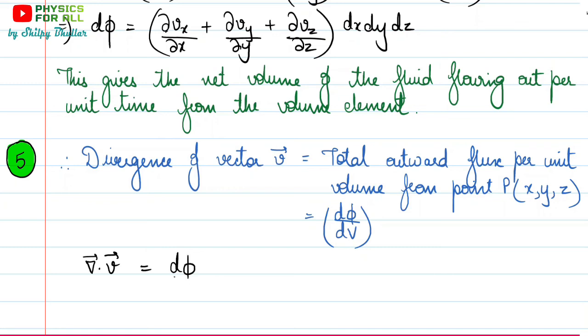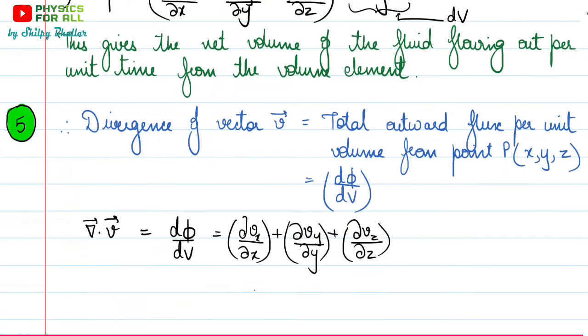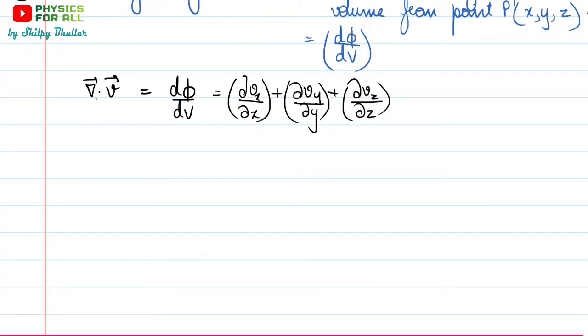So if this is dφ by dV, we can take this dx dy dz to be dV, because ultimately it is the product of the changes in all the three lengths, all the three sides, and that would give us the change in volume, because volume comprises three lengths. So thus if we divide dφ by dV and this dx dy dz is our dV, we would be left with this quantity. And that's the reason we always mention the divergence of any vector like this.